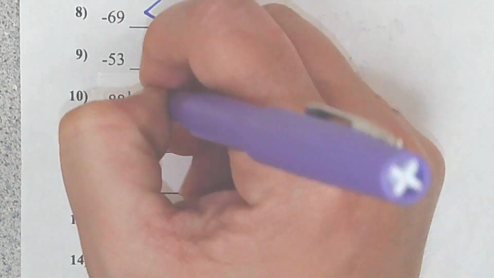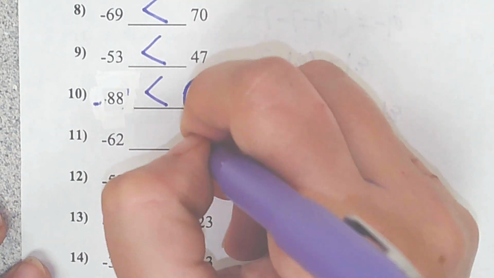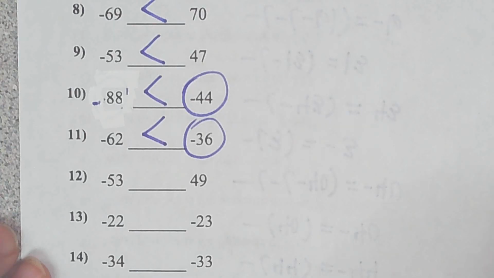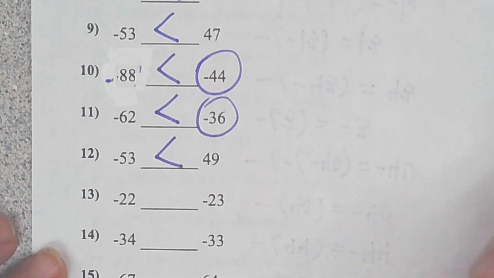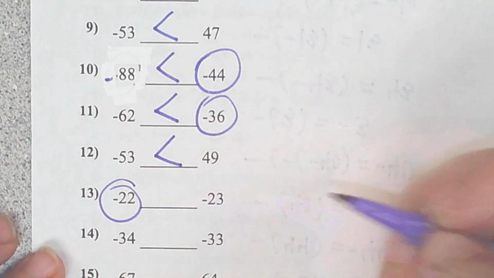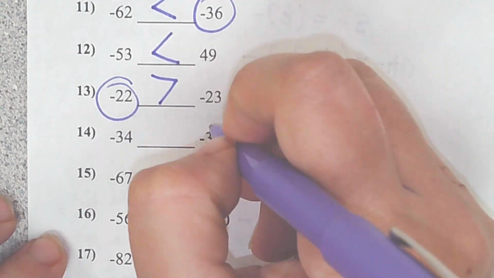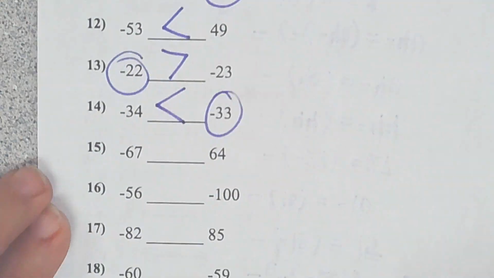Alright. So negative 88 is less than negative 44. Negative 36 is closer, so negative 62 is less than negative 36. A negative is always smaller than 49, a positive. Negative 22 is closer, so it's going to be greater. Negative 33 is closer, so that means negative 34 is less.